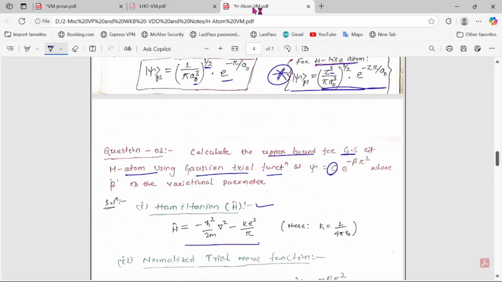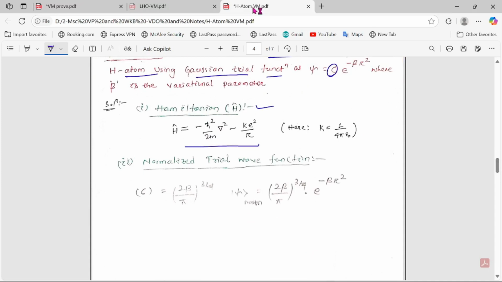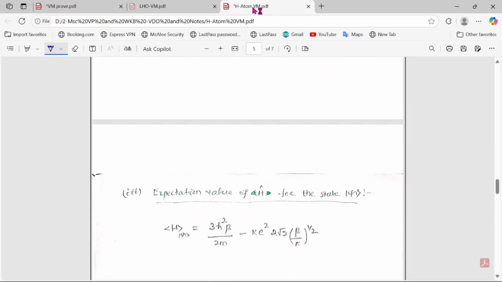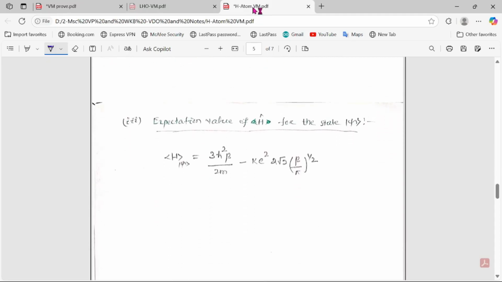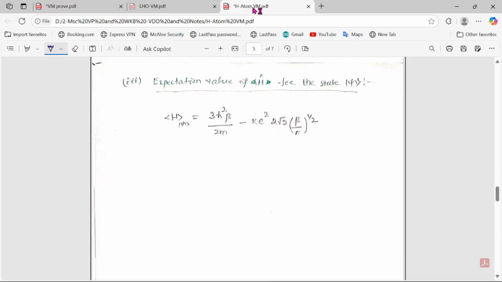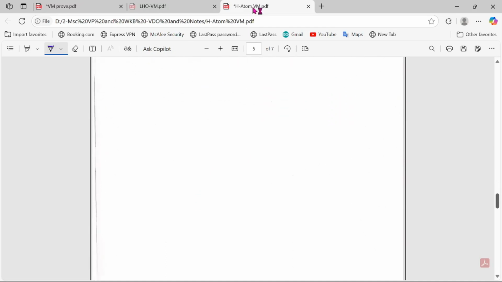After normalization, the C value you can find is (2 beta by pi) to the power 3 by 4. So the normalized wave function you can find is this one: instead of C you have to write this, e to the minus beta r square. I left the space for you to do by yourself. The expectation value of the Hamiltonian you can find is 3 h square beta by 2m minus k e square times 2 root 2 beta by pi, all under root.